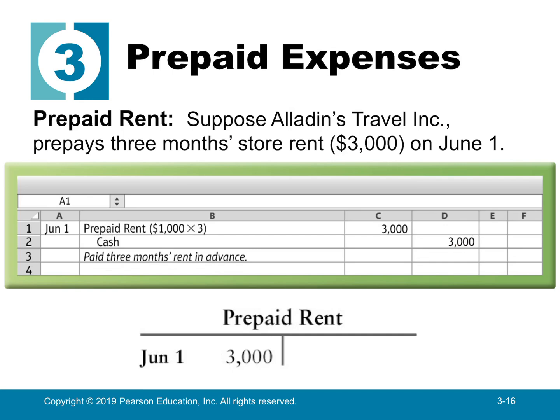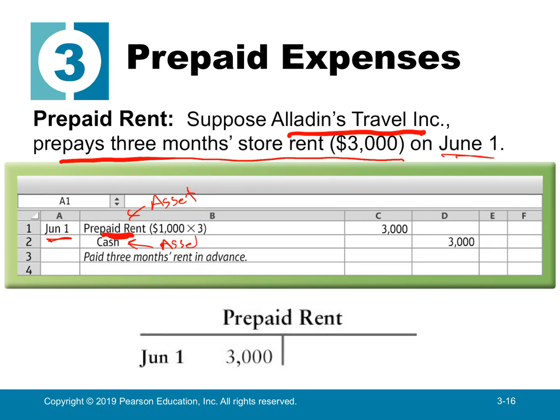So here's an actual example from a company that we've been working with. This is an imaginary company in the book called Aladdin's Travel Inc. Let's say that Aladdin's Travel prepaid 3 months of the store rent, $3,000 on June 1st. So what did that journal entry look like on June 1st? On June 1st, you had a prepaid rent account. This is an asset account. And you paid for this prepaid rent with cash, right? Also an asset account. So we're debiting $3,000, increasing this asset called prepaid rent, and we're crediting $3,000, decreasing an asset, cash. And what was the transaction? We paid 3 months rent in advance.